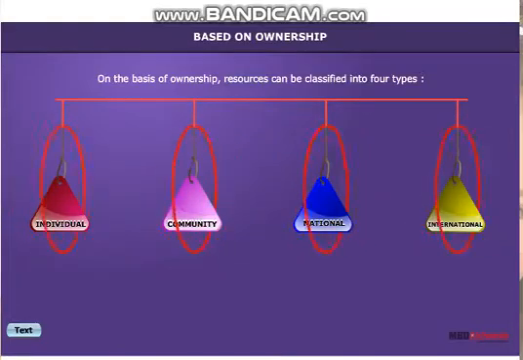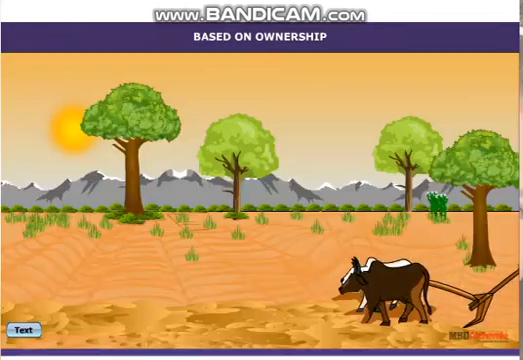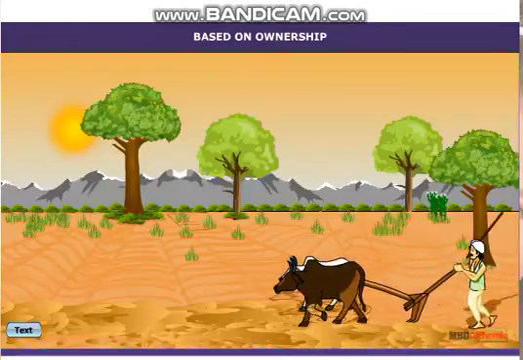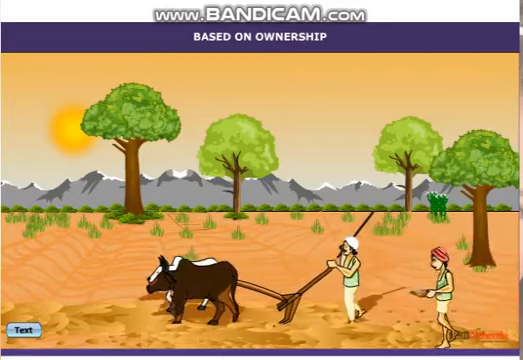Based on ownership. Individual resources. These resources are privately owned by individuals or groups, for example, land owned by an individual, a family or groups of people organized in companies.